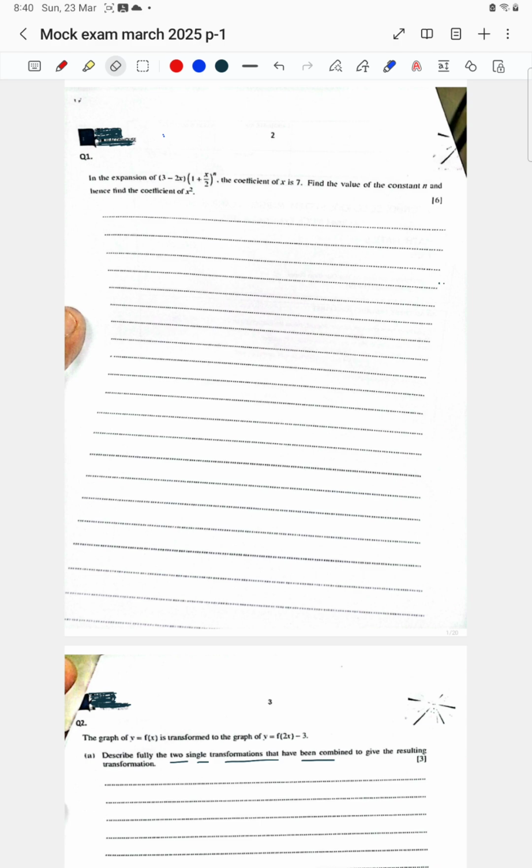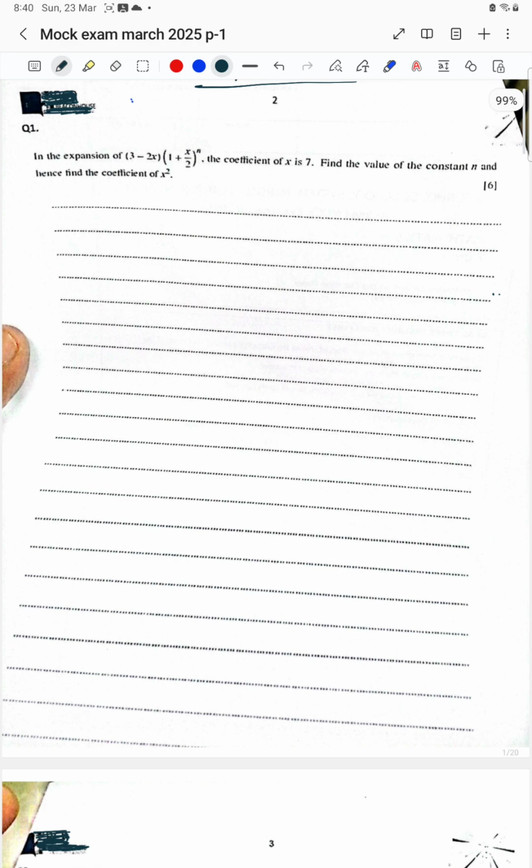Guys, today we are going to discuss one of the recently done mock papers, March 2025, Pure Mathematics 1, the code 9709/12, 2025. This is the first question. Here goes: the expansion of (3 minus 2x) times (1 plus x by 2) whole power n.